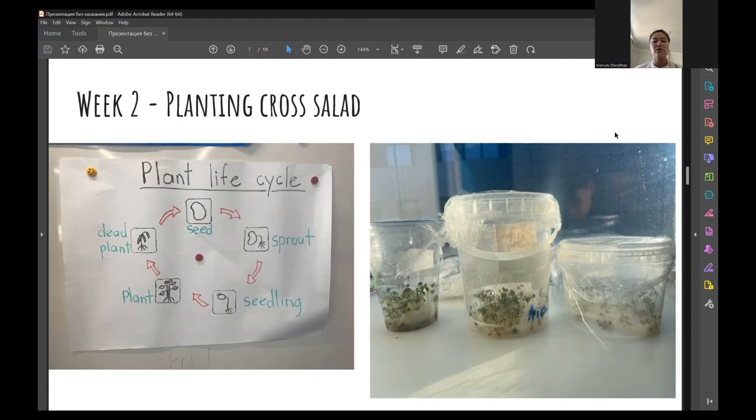Cress salad was used. Cress salad you can find in the shops, and in the final result, they got these cress salad grown plants. Some of them took them home to see what will happen, and some of them also cut them and took them to lunch to add to their salads. So they had a salad with tomato, cucumber, and cress salad.